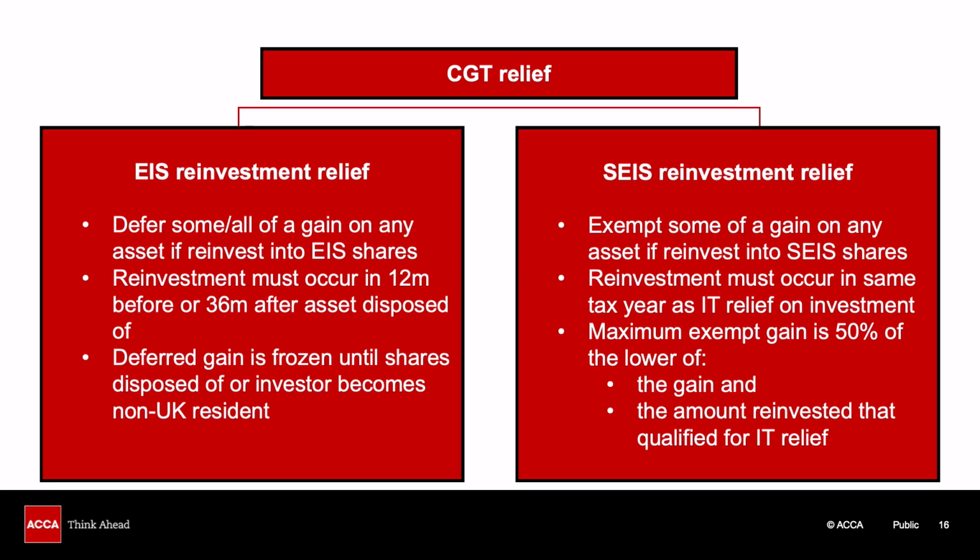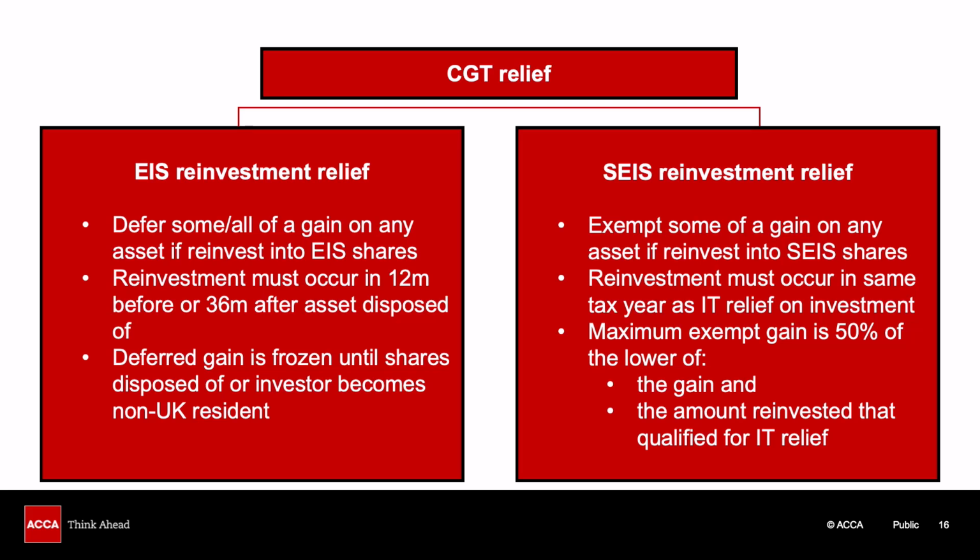Now, SEIS reinvestment relief operates in a very different manner. Firstly, it's an exemption, not a deferral, and only some of the gain on the disposal of an asset can be exempt using SEIS reinvestment relief. That's because the rules state that the maximum amount that can be exempt is 50% of the lower of the gain or the amount that's been reinvested into SEIS shares on which income tax relief has been claimed.